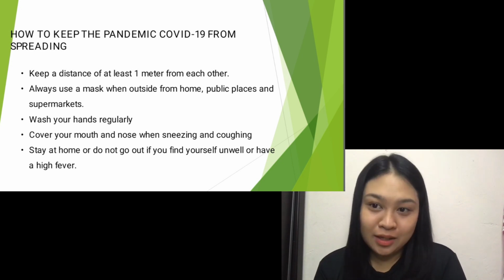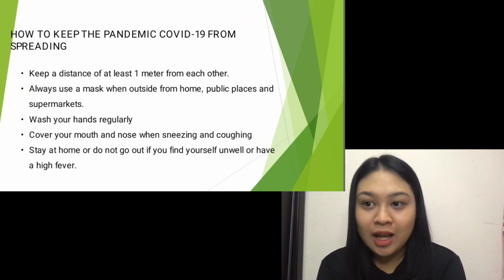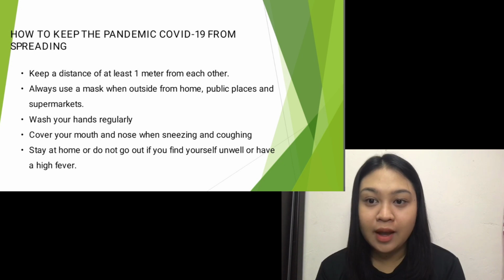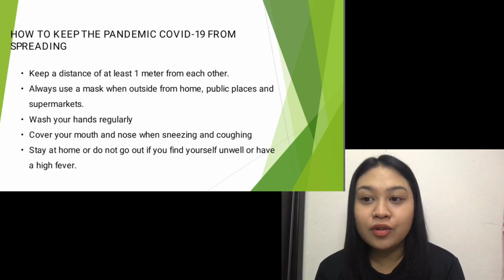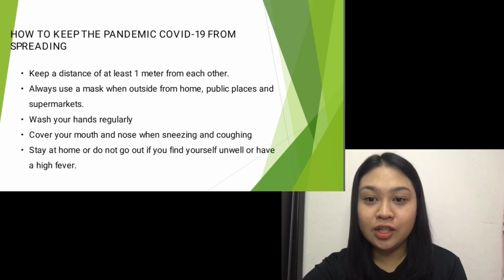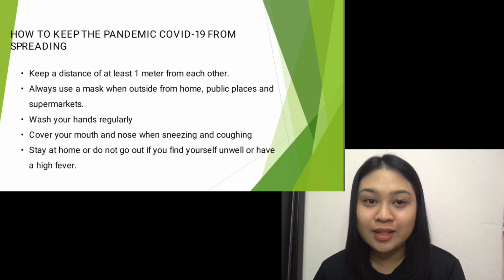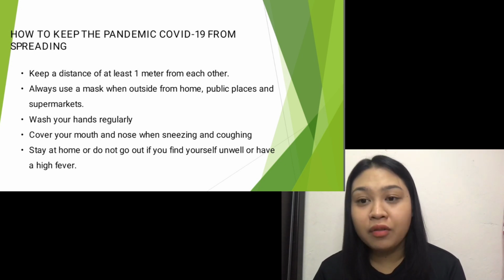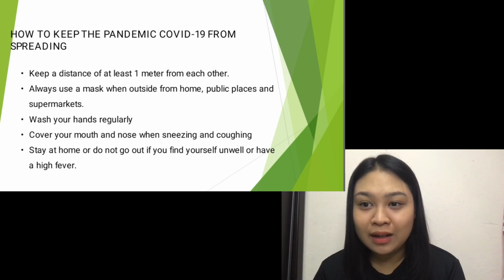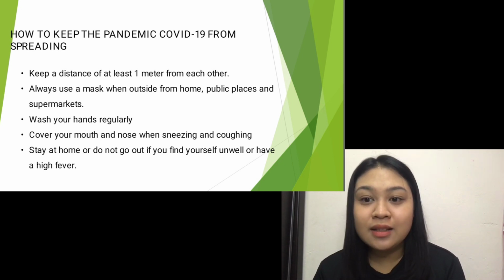The next step is to wash your hands regularly. Use soap and water or hand sanitizer after holding something or before holding something. Avoid touching your mouth or nose when in public. In addition, cover your mouth and nose when sneezing and coughing. Stay away from others when you want to sneeze or cough. Lastly, stay at home or do not go out if you find yourself unwell and have a high fever. This can prevent the virus from infecting other people.